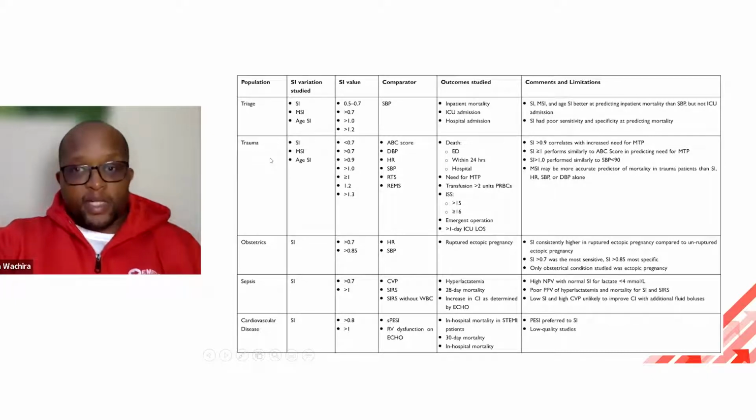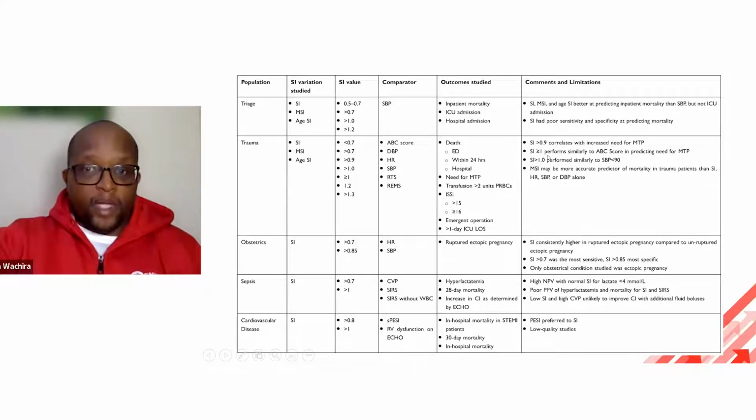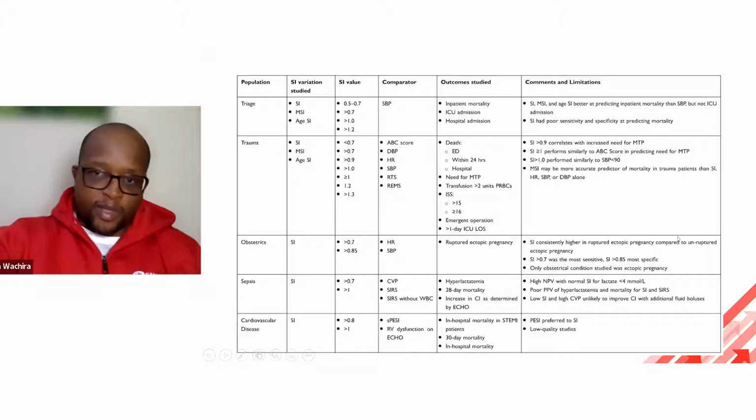If you're looking at a trauma patient, for example, a shock index more than 0.9 correlates with an increased need for massive transfusion. Again, always looking at that. Shock index more than 1 performs similarly to a systolic blood pressure less than 90. If you look at it from an obstetrics and ruptured ectopic pregnancy perspective, shock index is consistently higher in ruptured ectopic pregnancy compared to unruptured ectopic pregnancy. A shock index more than 0.7 was more sensitive. More than 0.85 was more specific.